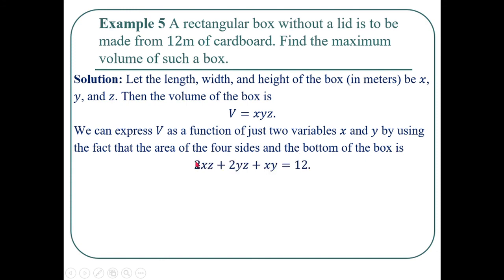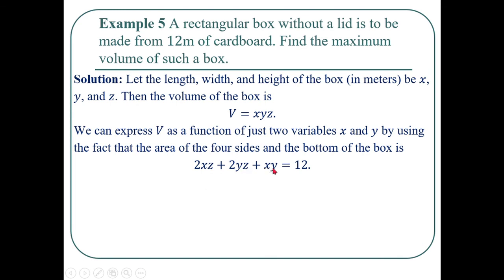The bottom is made up of length and width, so its area will be xy, and the two opposite lateral sides are made with length and height, so their areas will be xz, and such two lateral sides have area 2xz. Similarly, the two opposite lateral sides with width y and height z have areas yz, and hence their total will be 2yz.